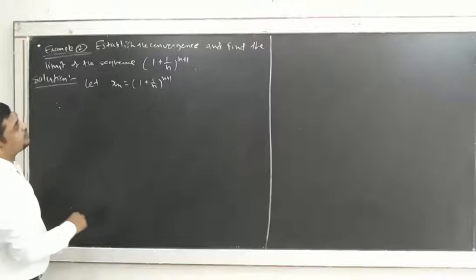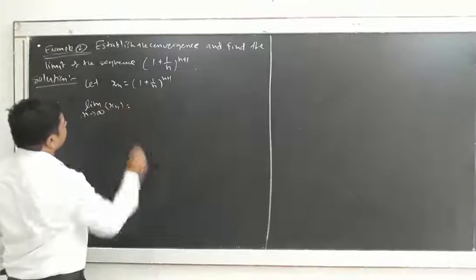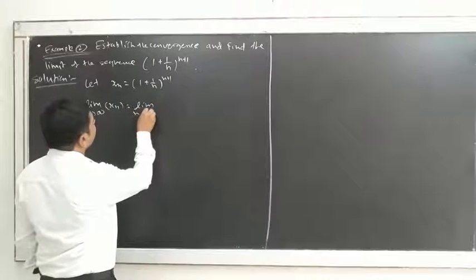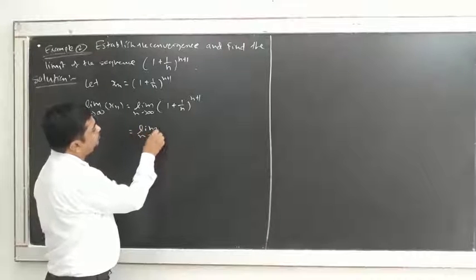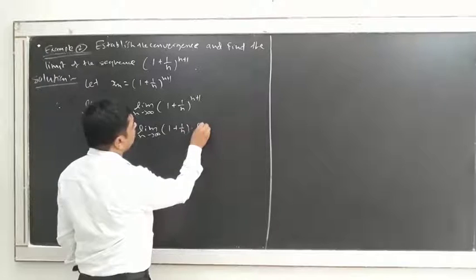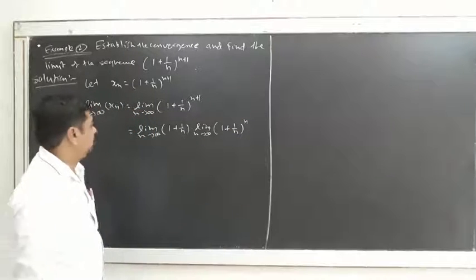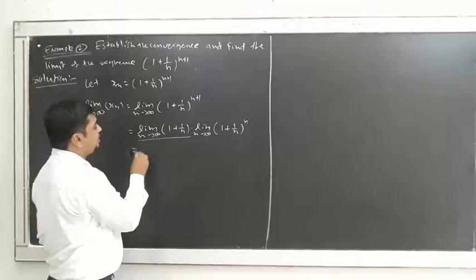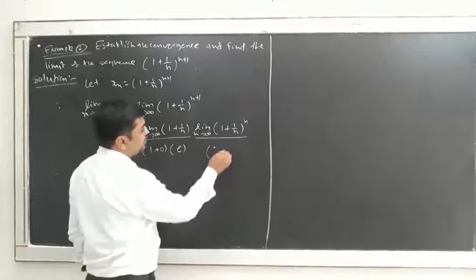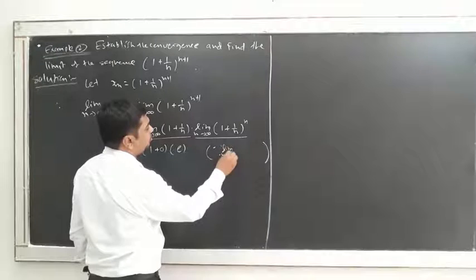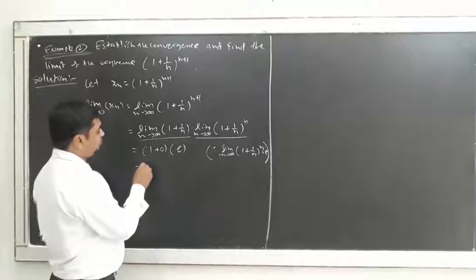Now what we have to find: if the limit exists then it is convergent, if the limit does not exist then it is divergent. So we try to prove the limit as n tends to infinity of xn. It is equal to the limit as n tends to infinity of 1 plus 1 upon n raised to n plus 1, which equals the limit of 1 plus 1 upon n times the limit of 1 plus 1 upon n raised to n. Just we split the index. This is 1 plus 0, and the limit of this is e. Just write down the formula here: the limit as n tends to infinity of 1 plus 1 upon n raised to n is equal to e.